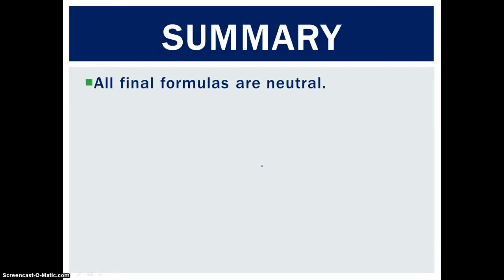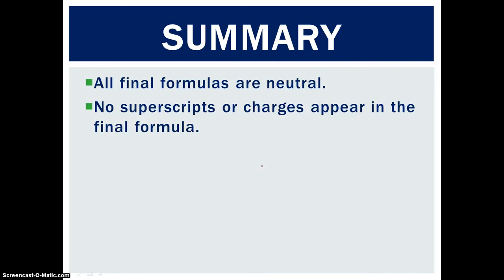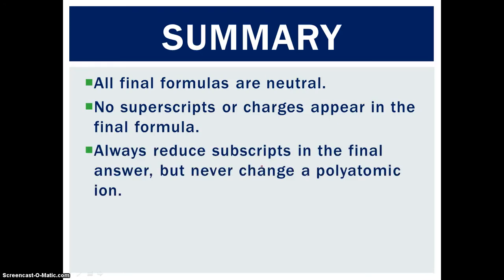So in summary, all final formulas must be neutral. So check for that, especially when you're first starting this. It's good practice. No superscripts or charges appear in your final formula. There should be no plus, there should be no minus, there should be nothing written above the element symbol, bottom right corner only. And you always want to reduce your subscripts in the final answer. So if you can cancel out a greatest common factor, do so. But never change anything in the polyatomic ion. Keep it in parentheses to help guide you.